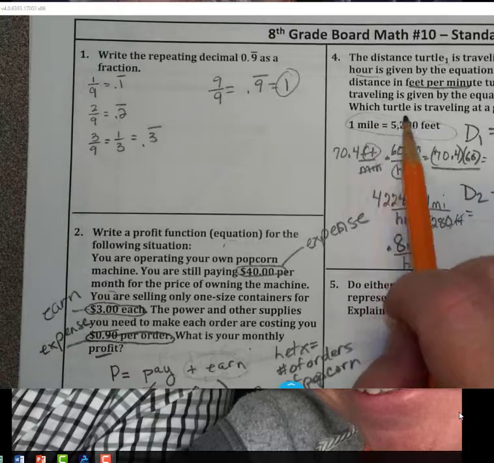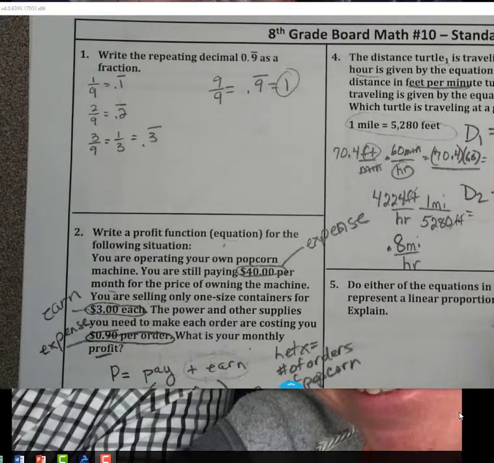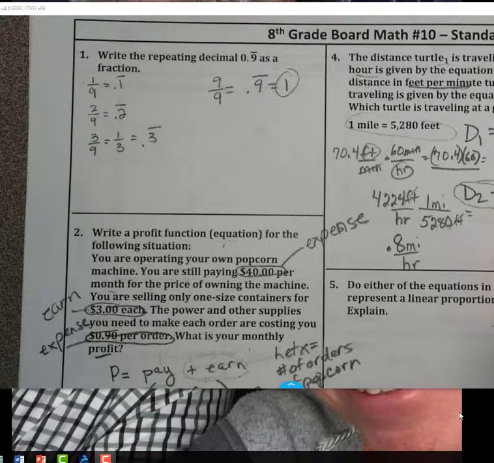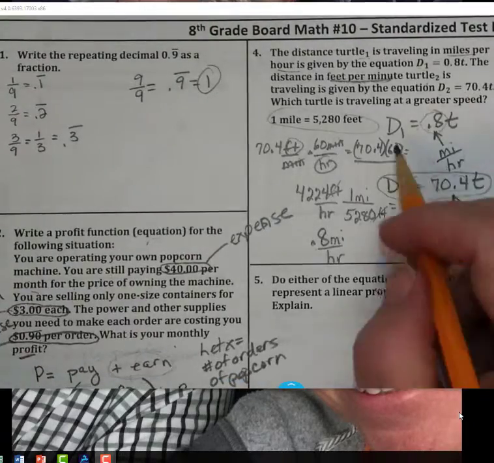So the question is, which turtle is traveling at a greater speed? Okay, well, turtle 2 is going 70.4 feet per minute or 0.8 miles per hour, which is the same as turtle 1. They're actually traveling at the same speed.